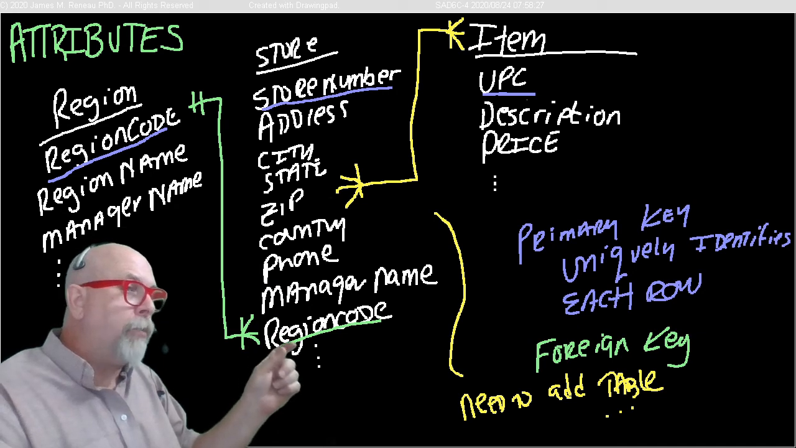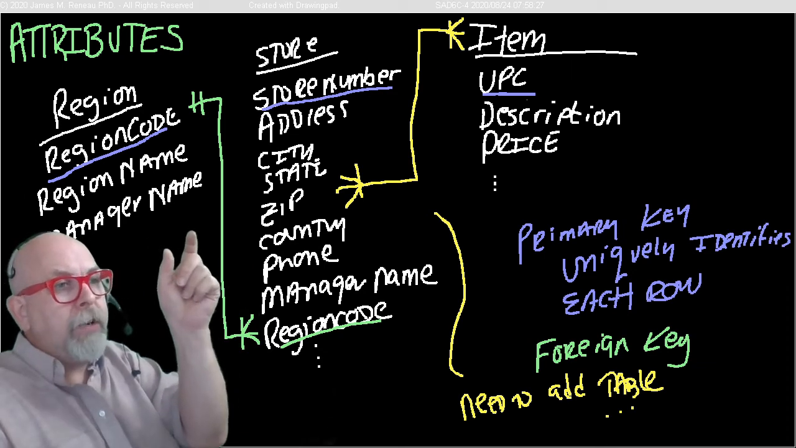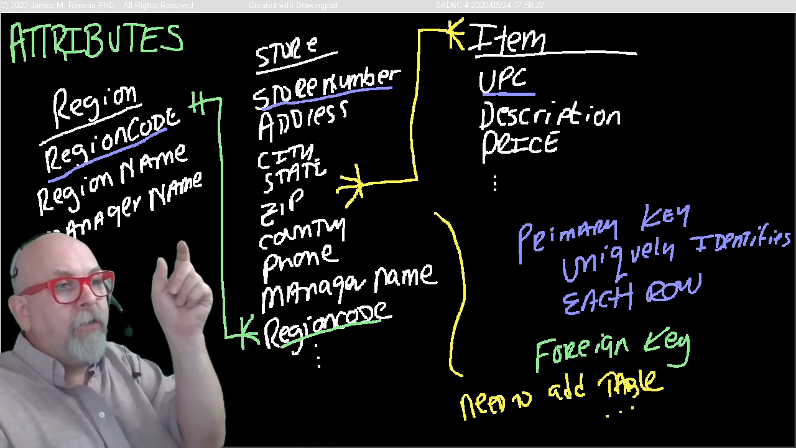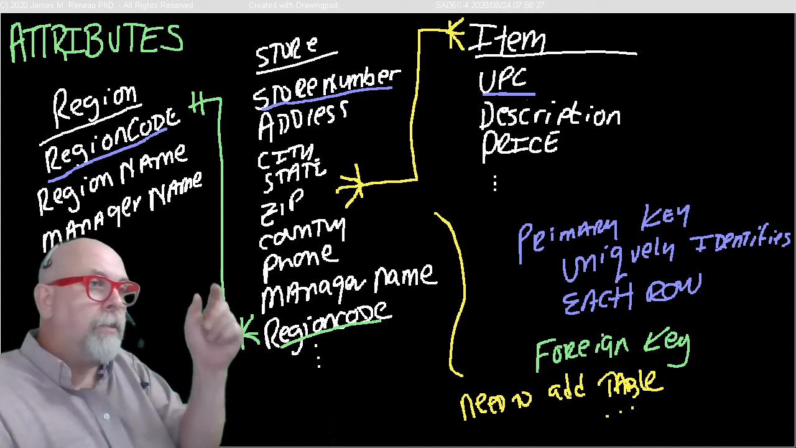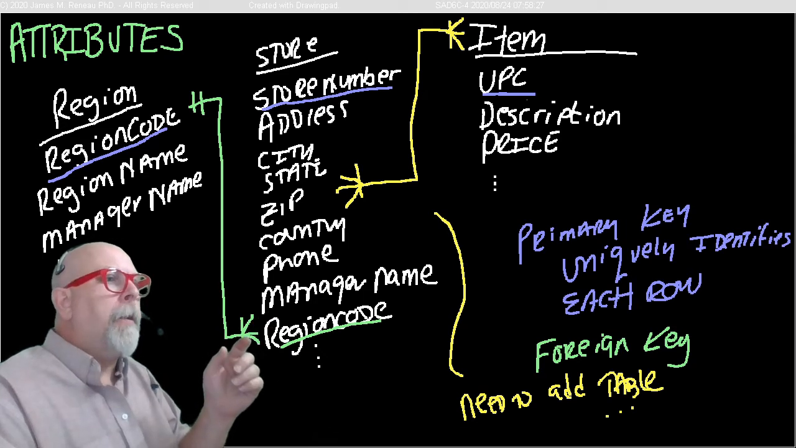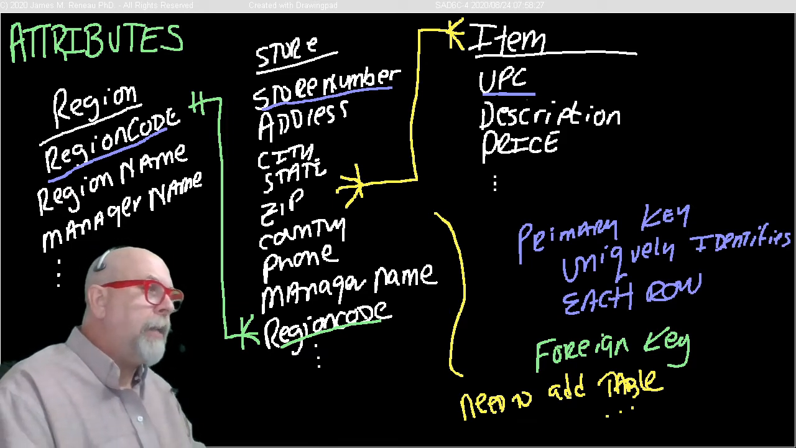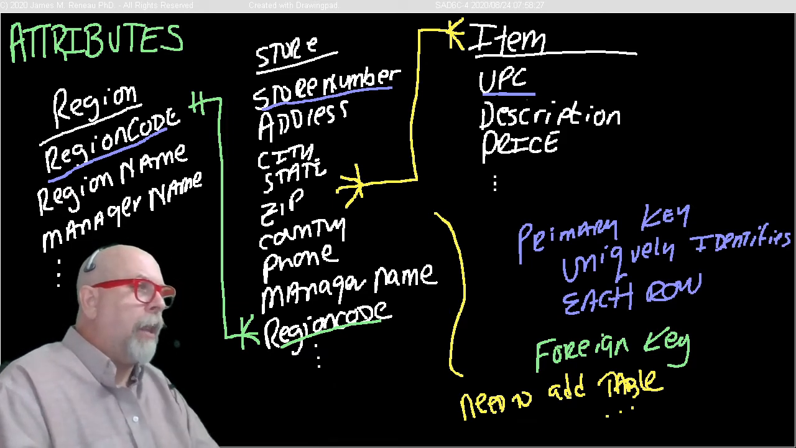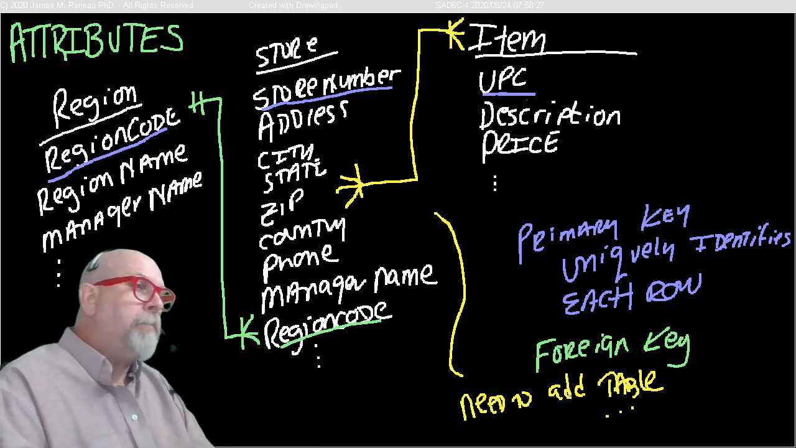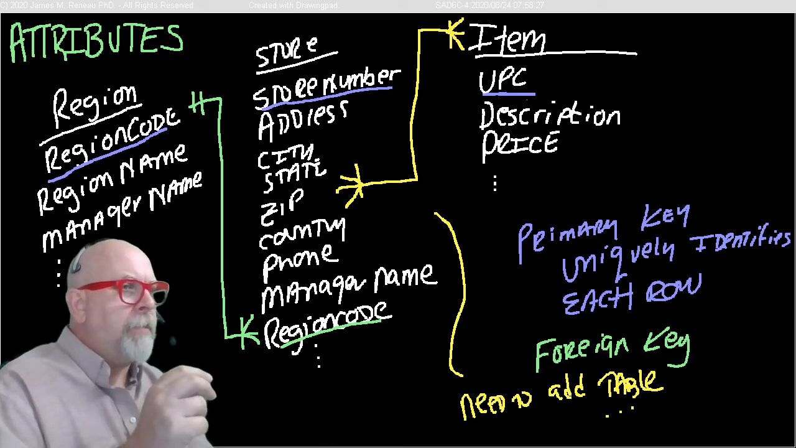So each store would have a region code, and with that region code, we could come over to the region entity, look up the region code, find the name and the manager of the region so that the store can see who the regional manager was, or you can see the relationships between them. Now we have the relationship between store and item, though, that's still problematic, and that's why I drew it in yellow, because a store stocks many items and an item is stocked by many stores. That's a many-to-many relationship, and we need to eliminate that many-to-many relationship now as we're moving into the logical data model.